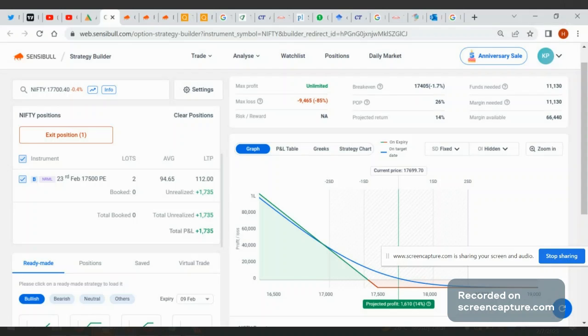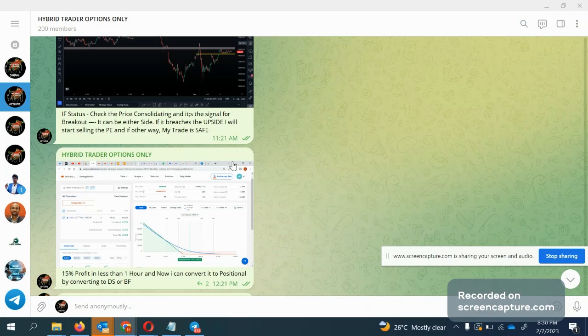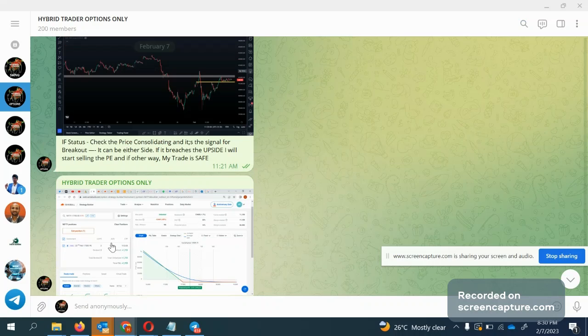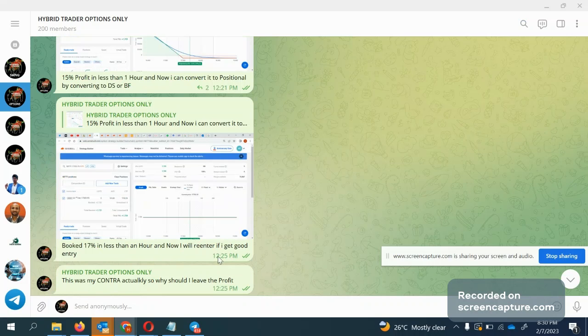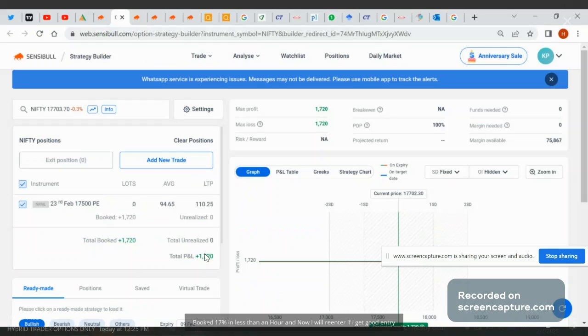This is where the majority of retailers get into wrong influence. Basically, they look and say, okay, this is a small profit. So what will I do with this profit, boss? Check the capital deployed. I said 15% profit, and finally I'll show you, maybe at 12:25 I exited. I booked 17% in less than an hour, and now I'll re-enter if I get a good entry. That's it, 1,720 I got.